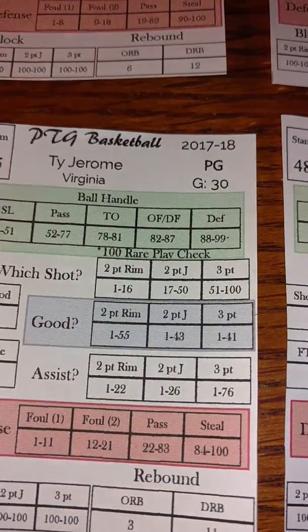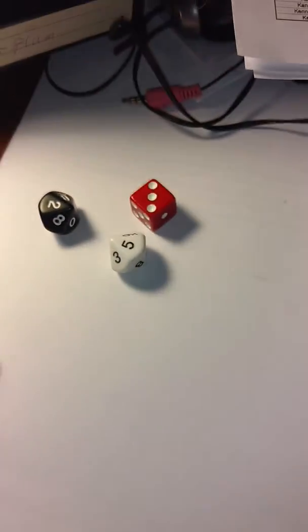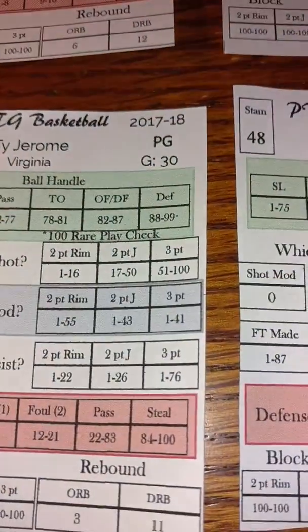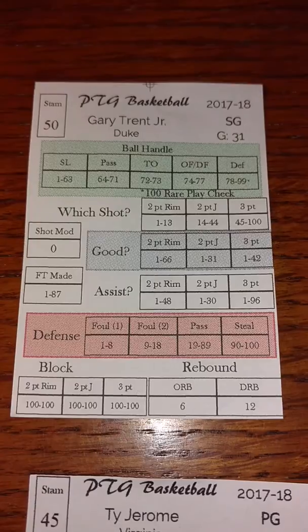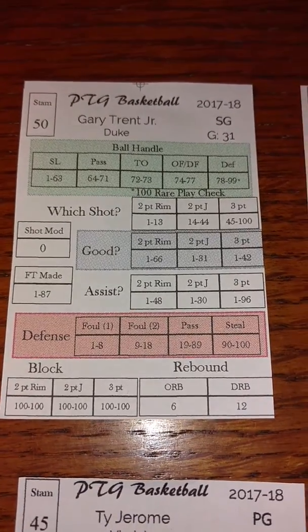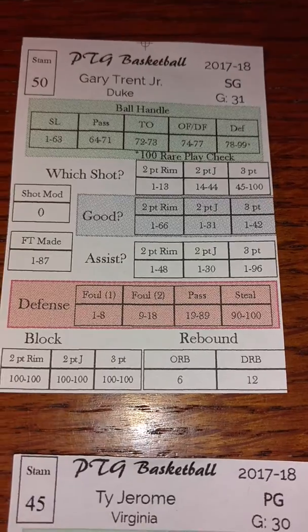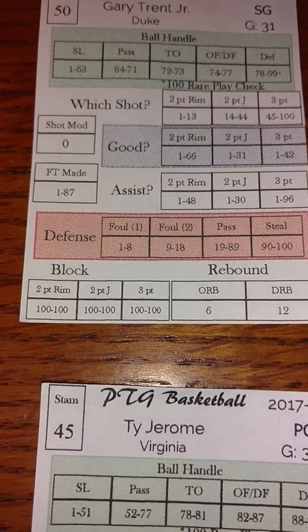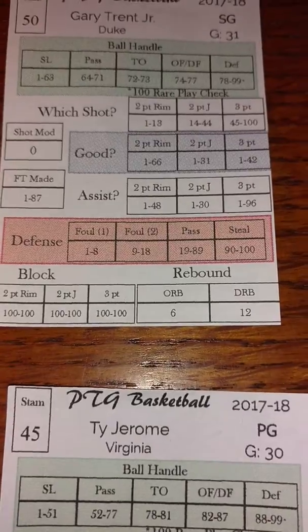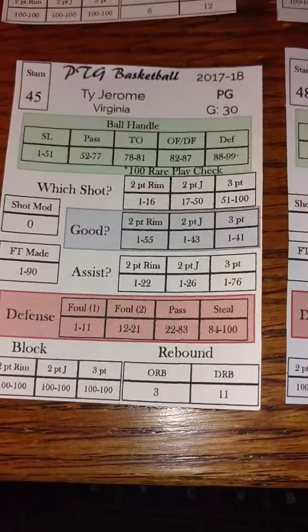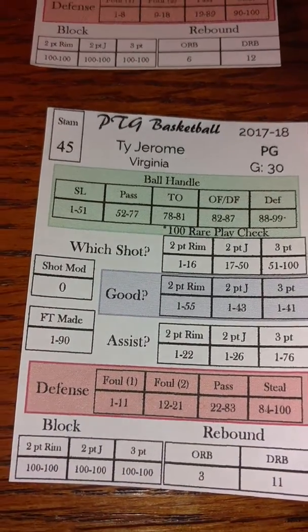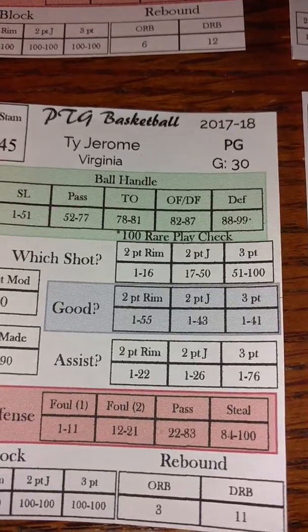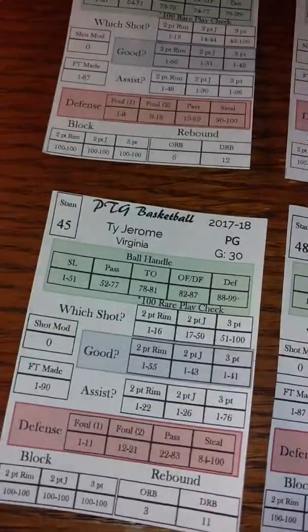I rolled a 43 for which shot, so we can see that's a 2-point jumper. A 25 for is it good? It's a 1 to 43. For the sake of discussion, I'll show you that there's no shot modifier on Trent. Shot modifier, the best it really gets is a -3, -4. And then the block range is, for most of these guys, 100. It's when you get down to the forwards and the centers that it may really change. So 25 is good. So 2-point jumper is a 1 to 26. Was there an assist? I rolled a 55, so no assist.